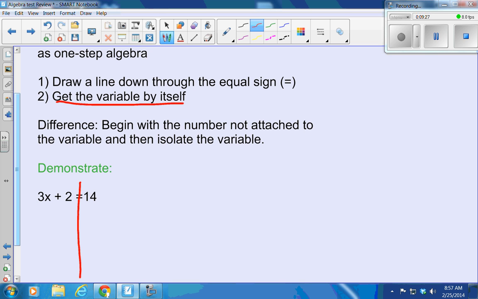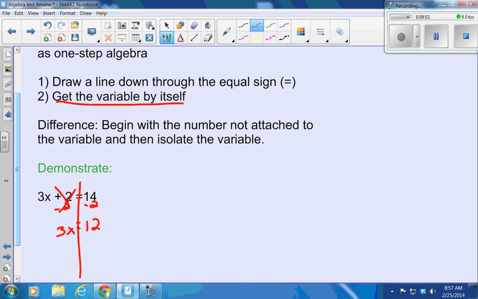You start with what is not attached to the variable. So 2 is not attached. So I have to do the opposite, which is minus 2. Minus 2. That crosses out. I have 3x left. Notice how I'm being neat in giving myself space and working, keeping the equal sign on the line. 14 minus 2 is 12.